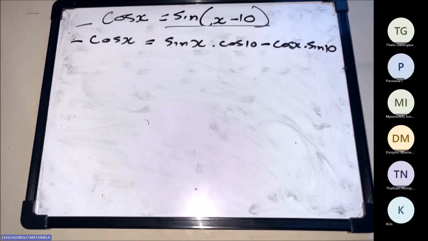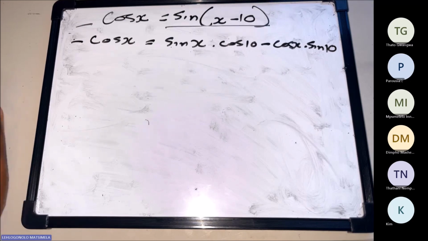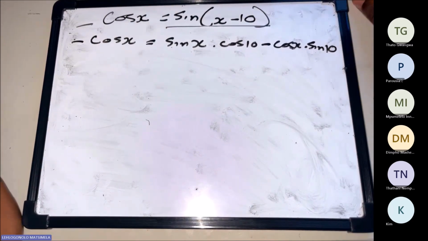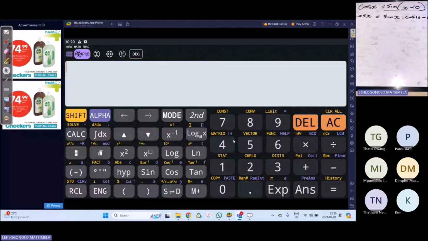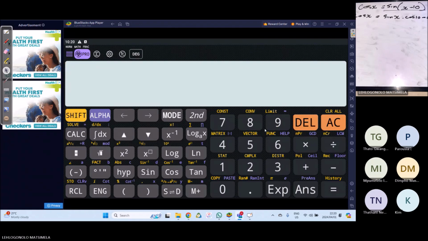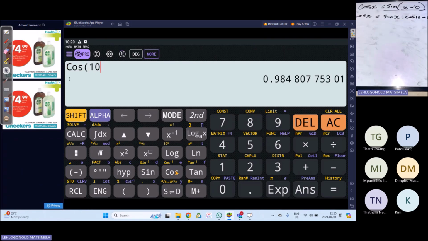Now this one, cos 10, is not a special angle. It's a value. You can just punch it on a calculator, rounding your number to 3 decimal places because it's not the final answer. Let's see here. I'm having cos 10 and sine 10. Cos 10 is going to give me 0.984.